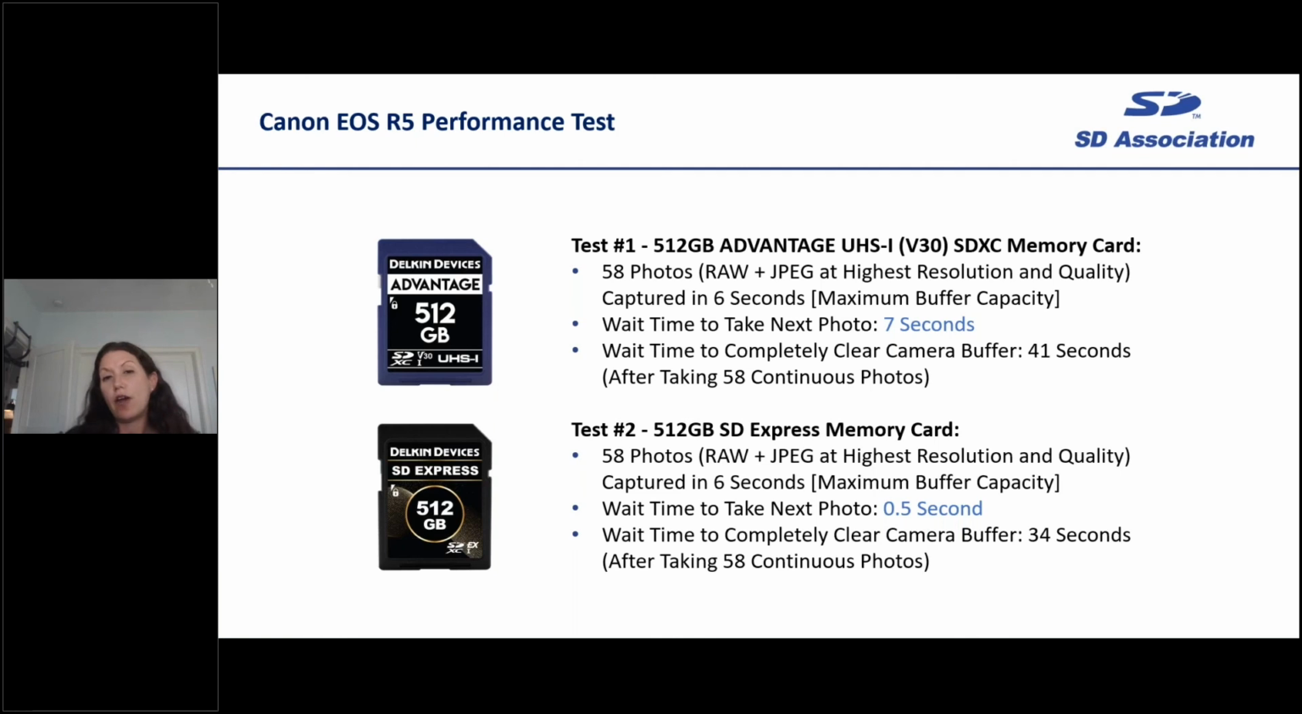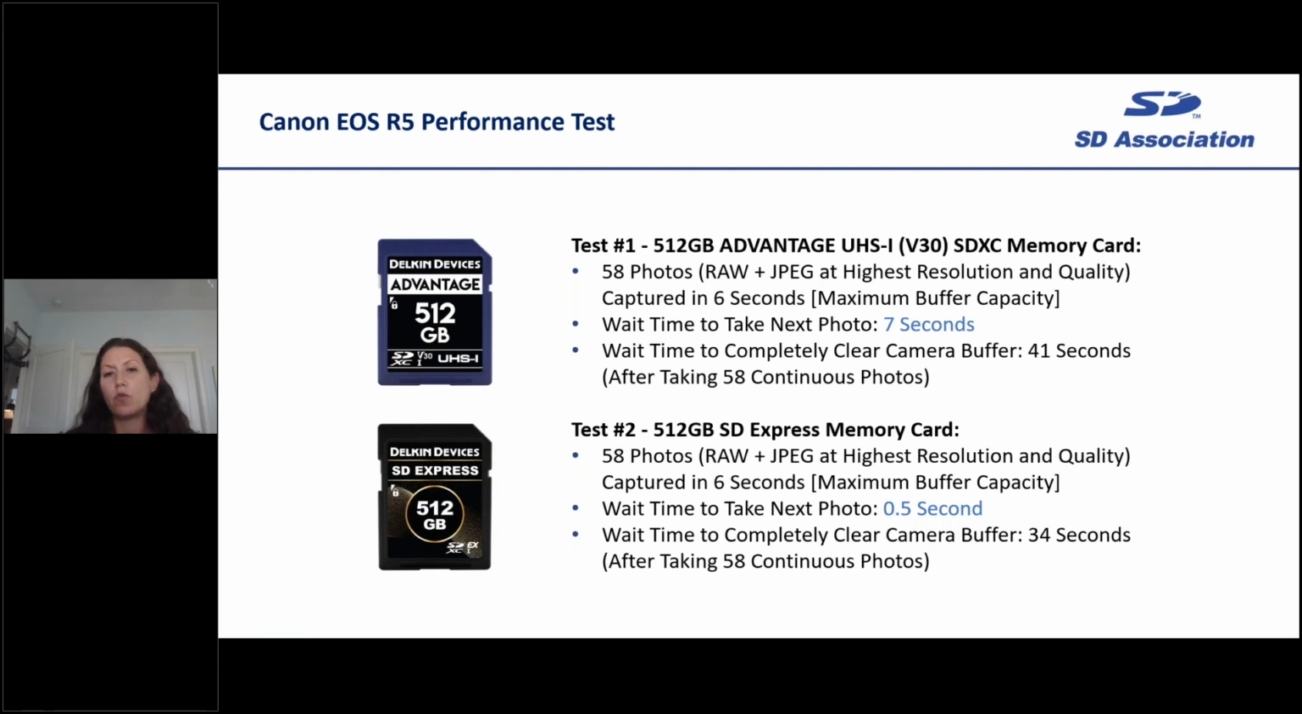In the Canon R5, you're able to shoot about 58 photos of RAW and JPEG combined at the highest resolution. When you shot with a UHS-I card, the time to take the next set of photos was 7 seconds. When we plugged an SD Express card into that non-SD Express slot, that wait time to the next photo was less than half of a second. So again, without even SD Express hosts, besides a few laptops, as we all know, we're still able to see that huge workflow difference.